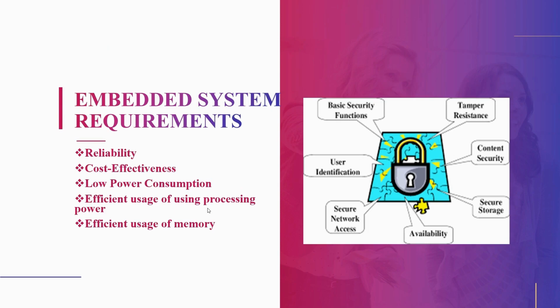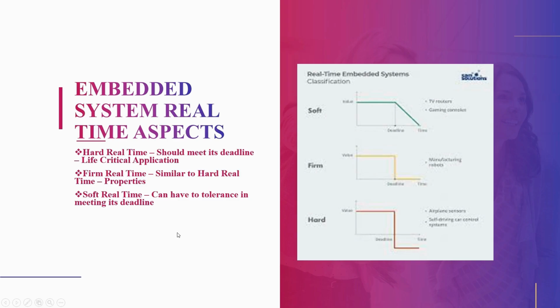These are the requirements of an embedded system: reliability, cost effectiveness, low power consumption, efficient usage of processing power, and efficient usage of memory. There are three types of real-time systems: hard real-time, for critical tasks like airbags; firm real-time, with slight deadline tolerance like washing machine cycles; and soft real-time, less critical like multimedia streaming.